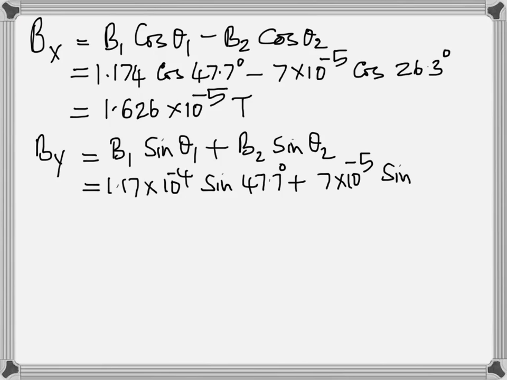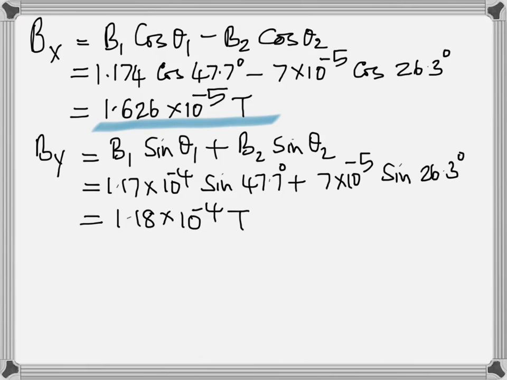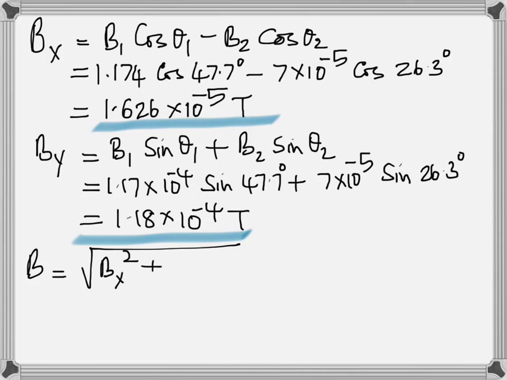All right, so you get B1 sine theta 1 plus B2 sine theta 2. Add them up like before, and you would get 1.18 times 10 to the negative 4 Tesla. What do you do next? Yes, square root of both squares, yes. Okay, so square root of that, Bx squared plus By squared, and you get your answer. 1.19 times 10 to the negative 4 Tesla.